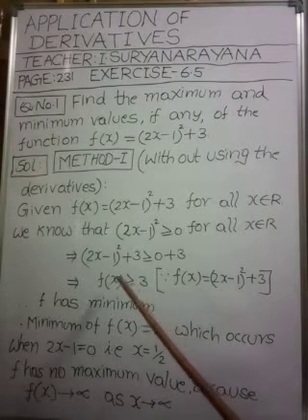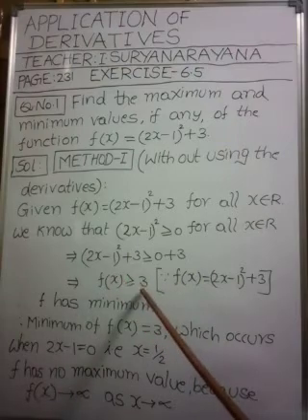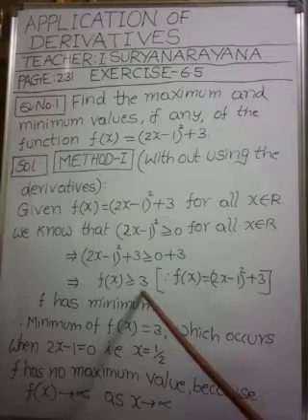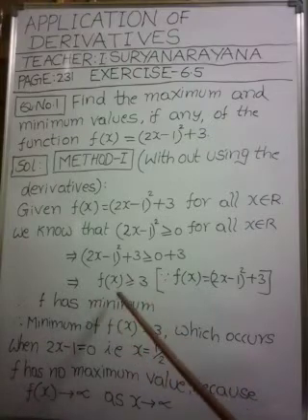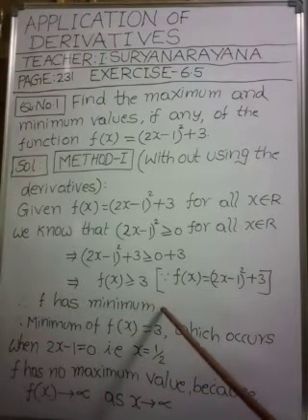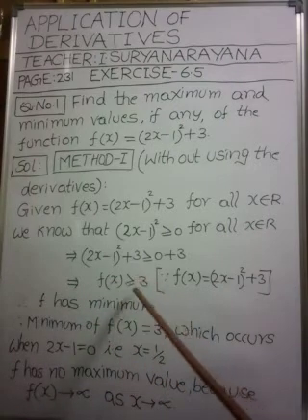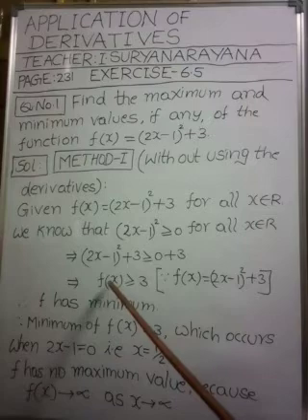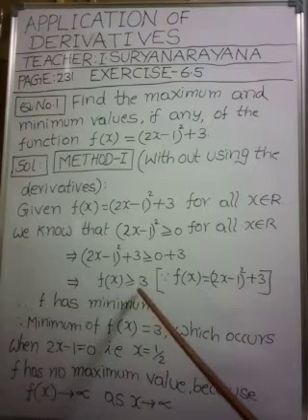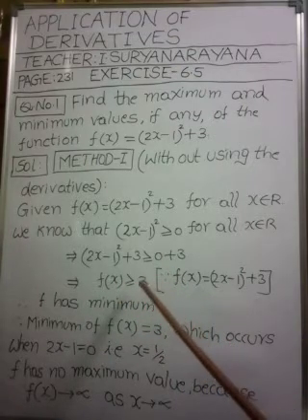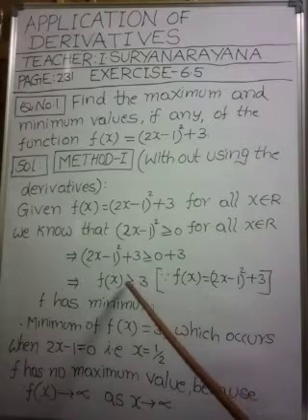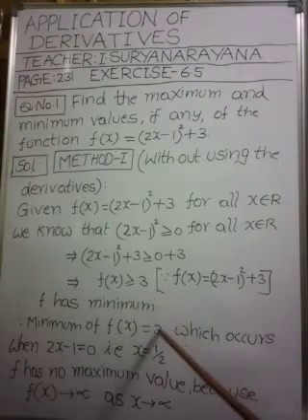Right. It means f of x value is always greater than or equal to 3. Therefore, we can say that f of x has a minimum value, and the minimum value of f of x is 3 only. For any real number x, f of x is always greater than or equal to 3. So f of x has a minimum and the minimum value of f of x is 3.